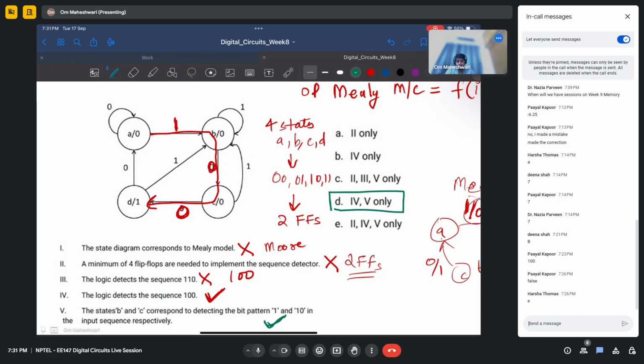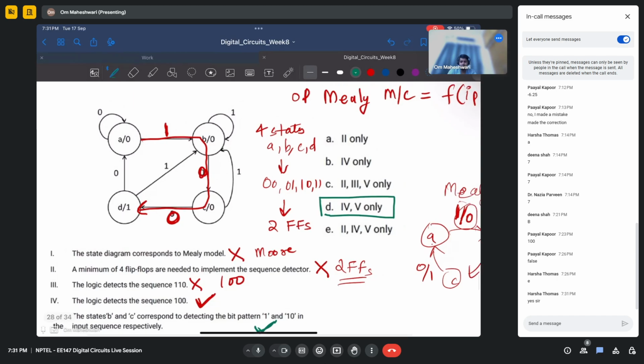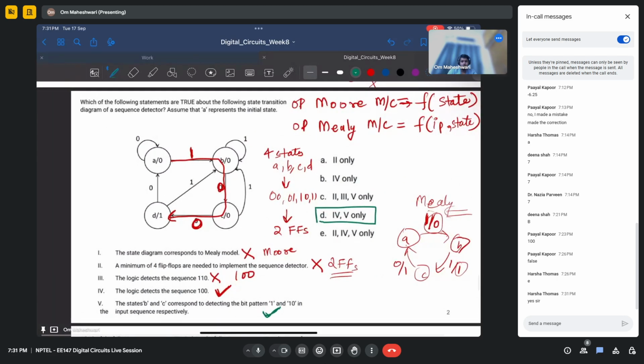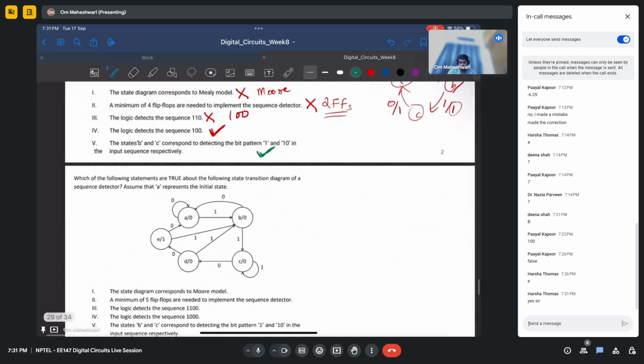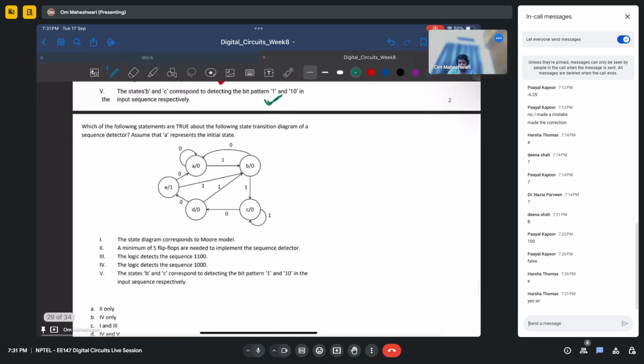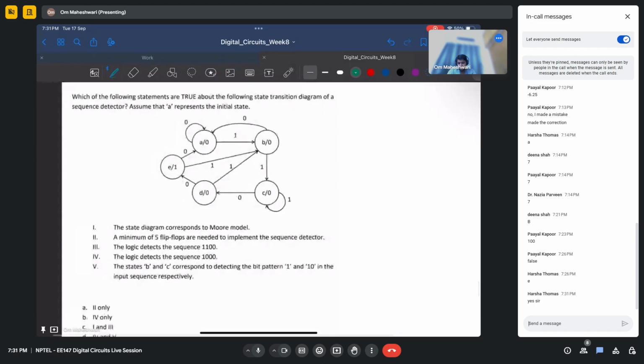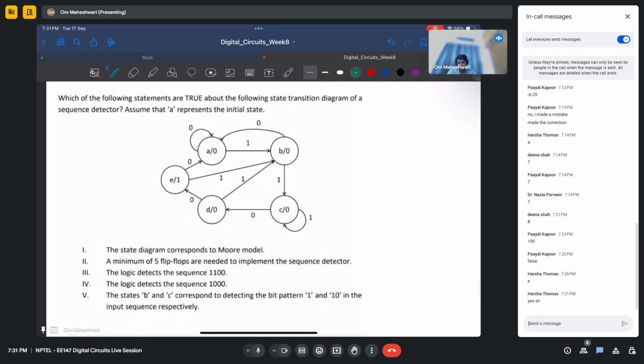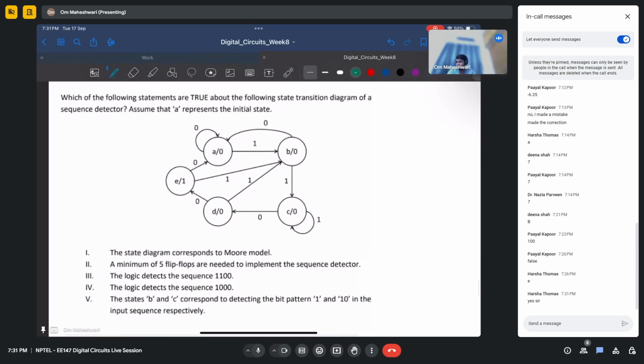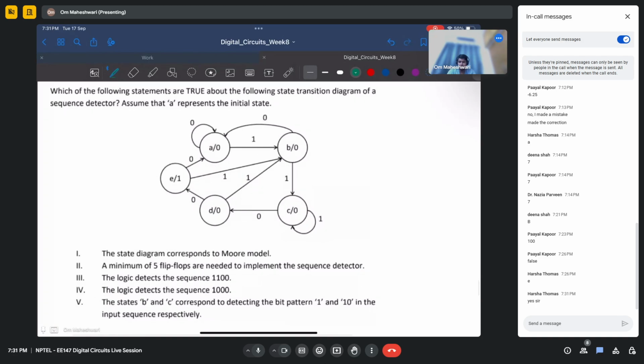Is it clear? Okay. So we have another similar question. Please attempt this. Again, multiple are correct and multiple are incorrect. So you can answer this. Just give it some thought.